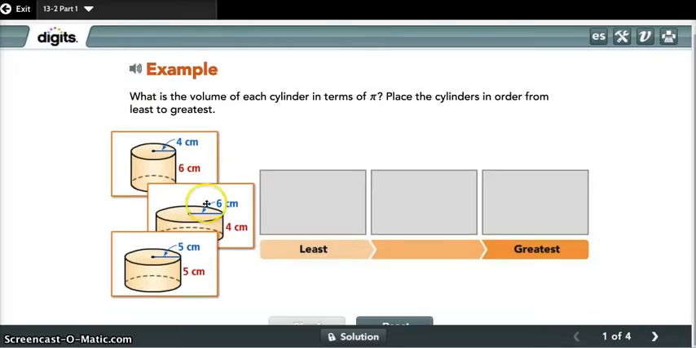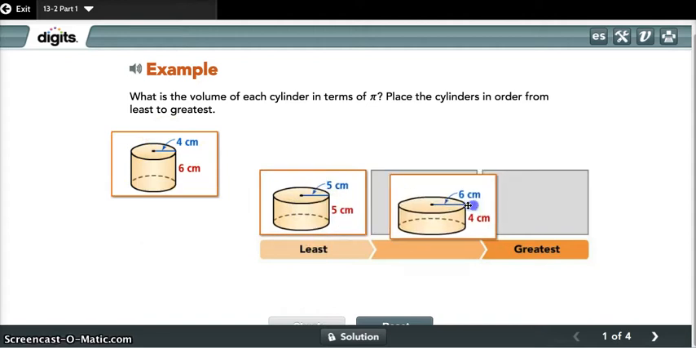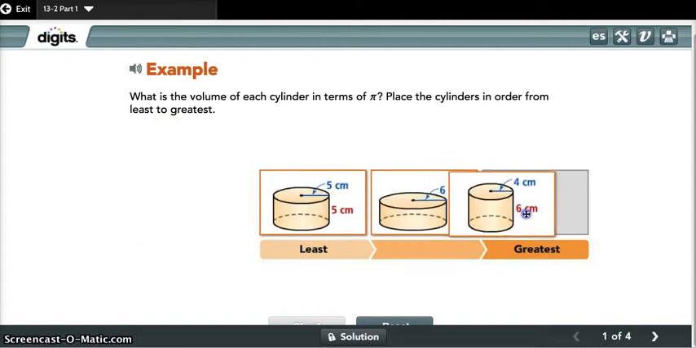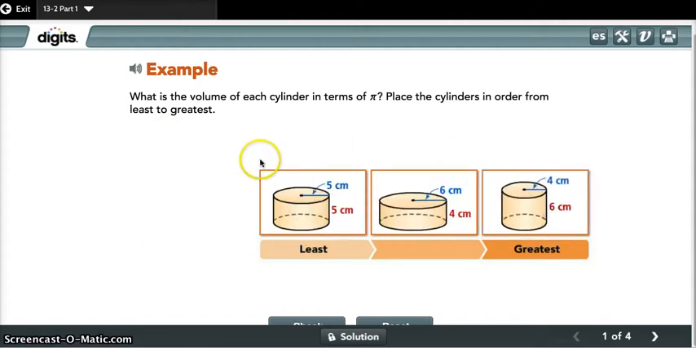So we have 3 different cylinders here. We're going to start with this first one, and I'm just going to put them in this chart, but they're most likely not in correct order. And we're going to work on solving them.